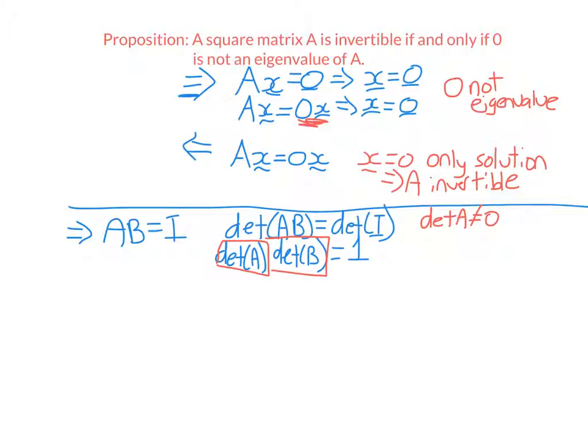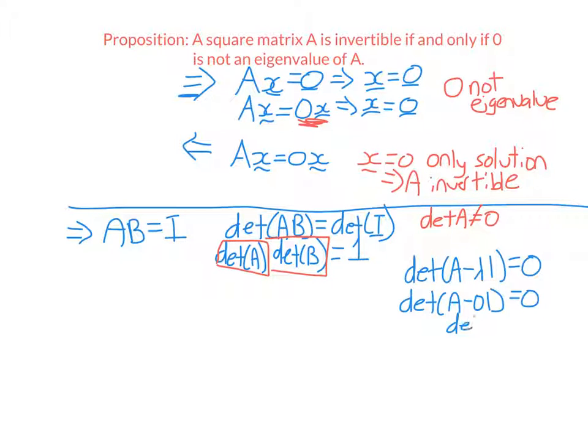Well, remember that lambda is an eigenvalue if and only if the determinant of A minus lambda I is equal to 0. So if 0 is an eigenvalue of A, then the determinant of A minus 0I would be equal to 0. But 0I is just the 0 matrix. And that means that the determinant of A is equal to 0. But that's a contradiction, because we just figured out if A is invertible, the determinant cannot be equal to 0.